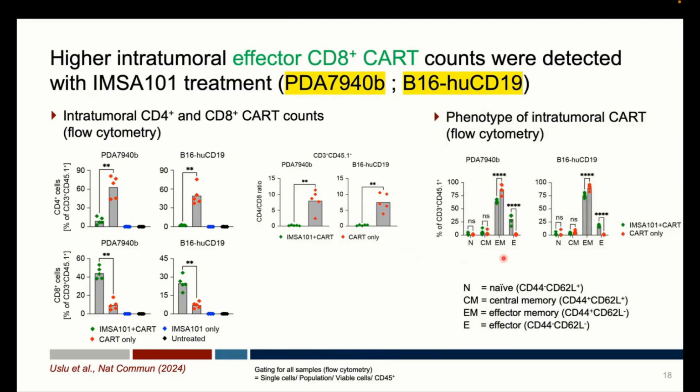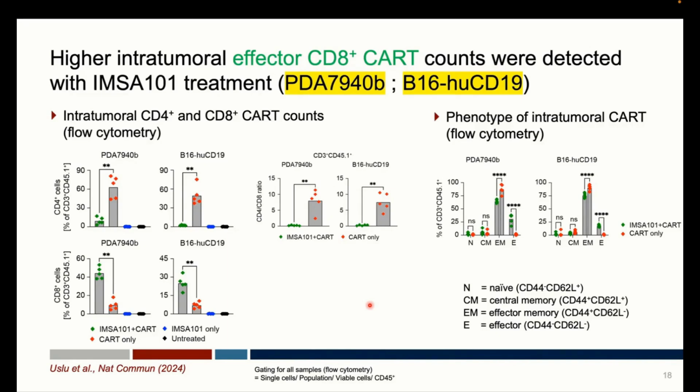And we could see in both animal models, the PDA on the left and on the right, the B16, that there were significantly higher levels of effector T cells in the combination treatment group. And effector T cells are known to have a higher cytotoxic function. So this correlates with our observation that there are significantly higher levels of CD8 T cells. So that was pretty interesting to see that the STING agonist primarily seems to attract CD8 T cells.